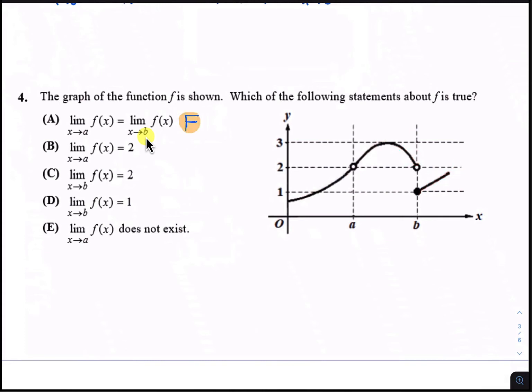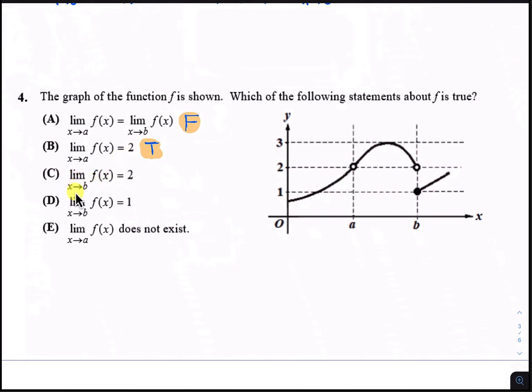The limit as x approaches a does not equal the limit as x approaches b. Statement B says limit as x approaches a is 2. And that is true. Limit as x approaches a from the left and from the right, they both approach a y value of 2. So statement B is true.